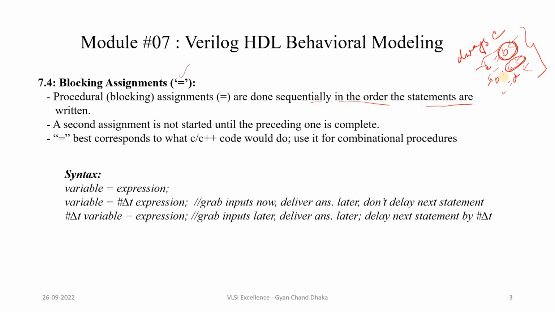A very important point is that blocking assignments are used to model combinational blocks. If we are modeling combinational logic using procedural blocks, then we have to use blocking assignment inside the procedural block. The syntax here is the normal syntax, this is the syntax which comes with intra-assignment delay, and this is the delayed assignment or inter-assignment delay. So what is the definition of intra-assignment delay? Grab inputs now and deliver the answer after the time mentioned. And in delayed assignments, grab the inputs after the delta time mentioned, execute the expression and assign the value to the left side variable.